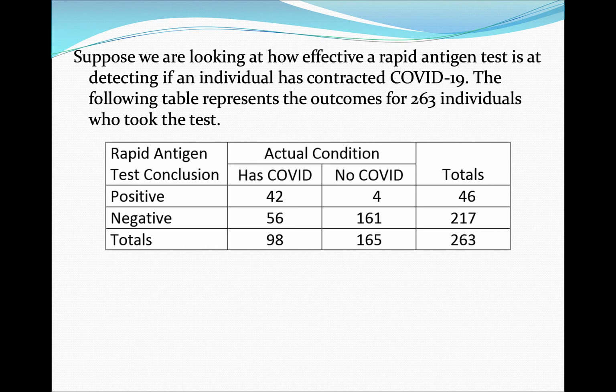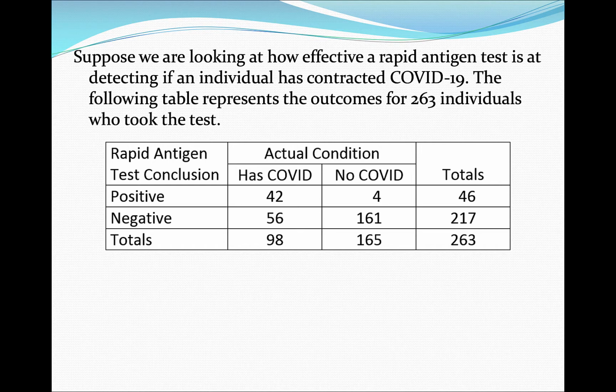Suppose we are looking at how effective a rapid antigen test is at detecting if an individual has contracted COVID-19. The following table represents the outcomes for 263 individuals who took the test. This is not actual data, I just made this up, but this is a useful tool in order to look at how good a test is.